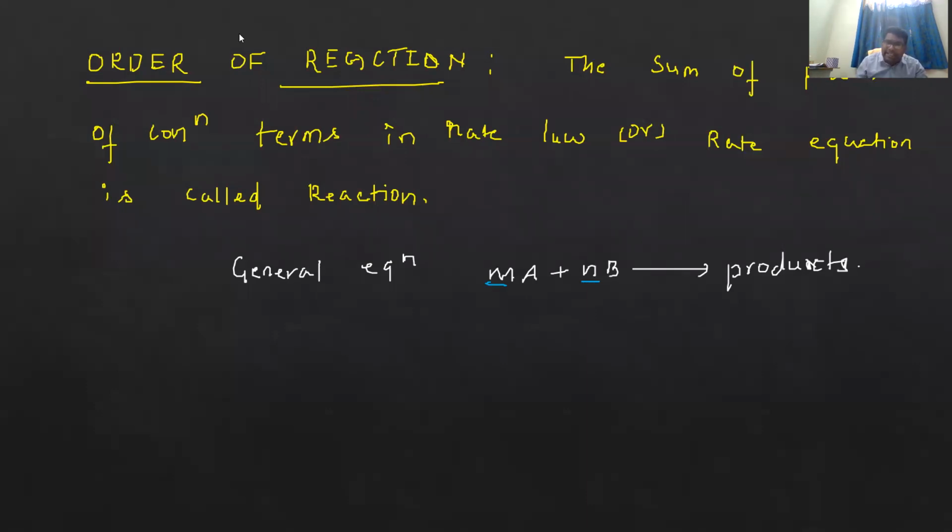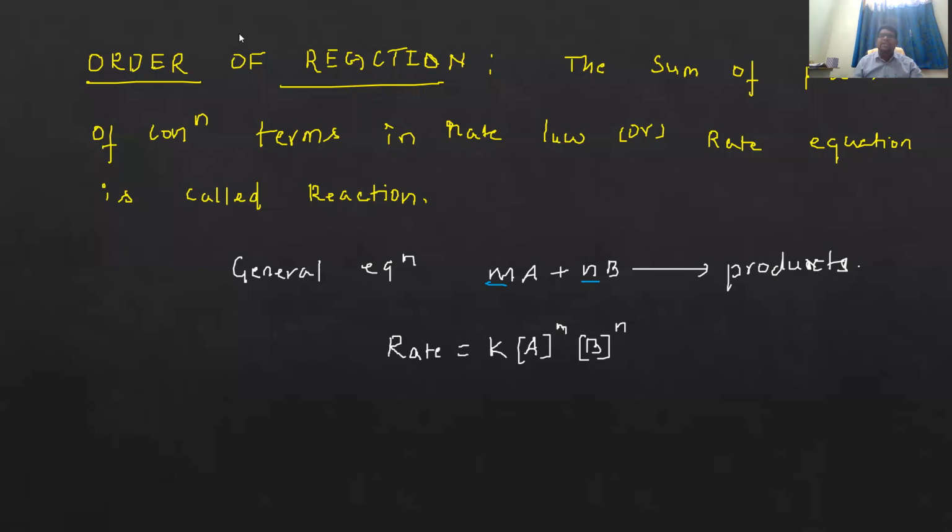So here, what is its rate? Anyone? What is its rate in this equation? Rate is equal to K, the rate constant, into concentration of A power m, concentration of B power n. This is according to the law of mass action. So this is the rate for the general reaction.